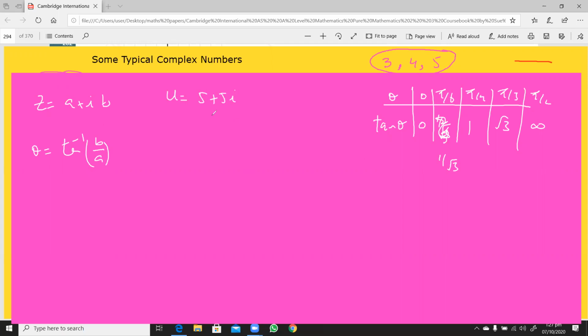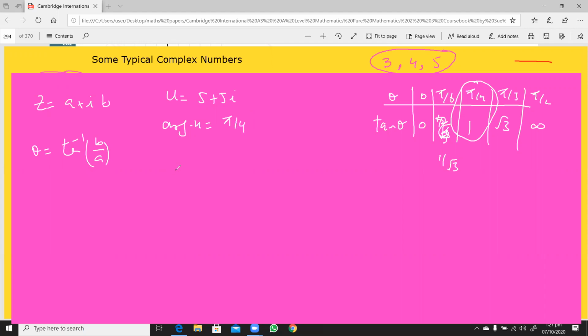Can you tell what is its argument without using a calculator? If you use this formula, you see this becomes 5 over 5. What is 5 over 5? That is 1. So that means the argument is going to be pi by 4. So the argument of u is going to be pi by 4.